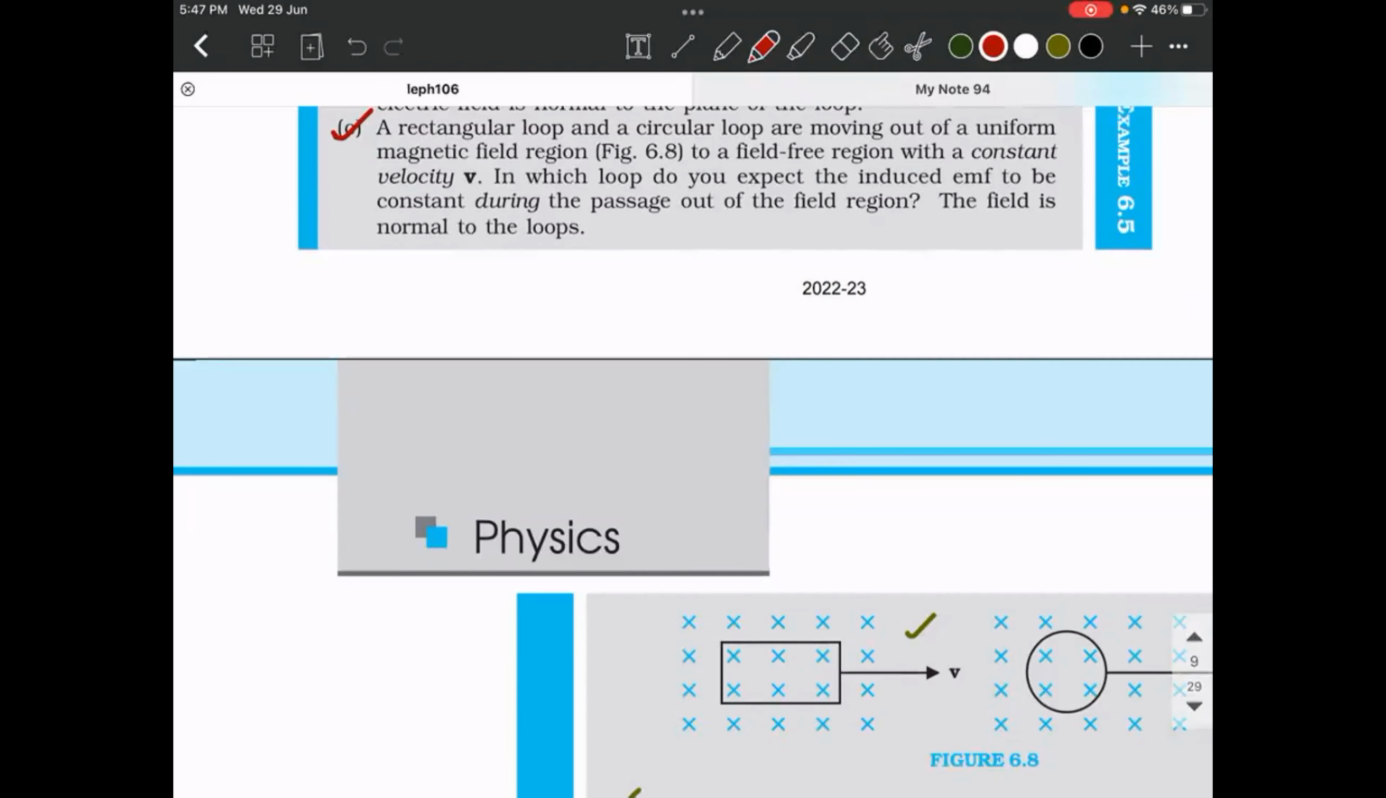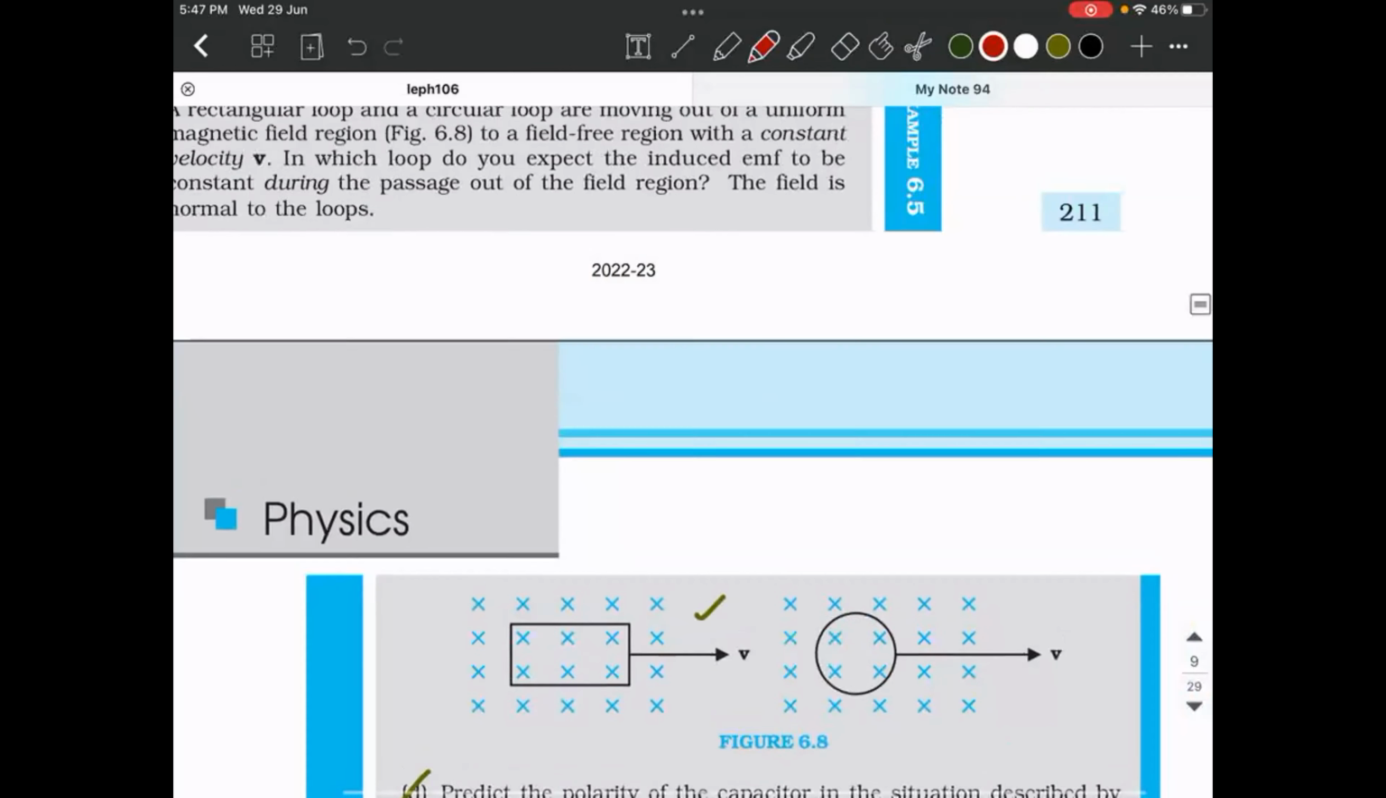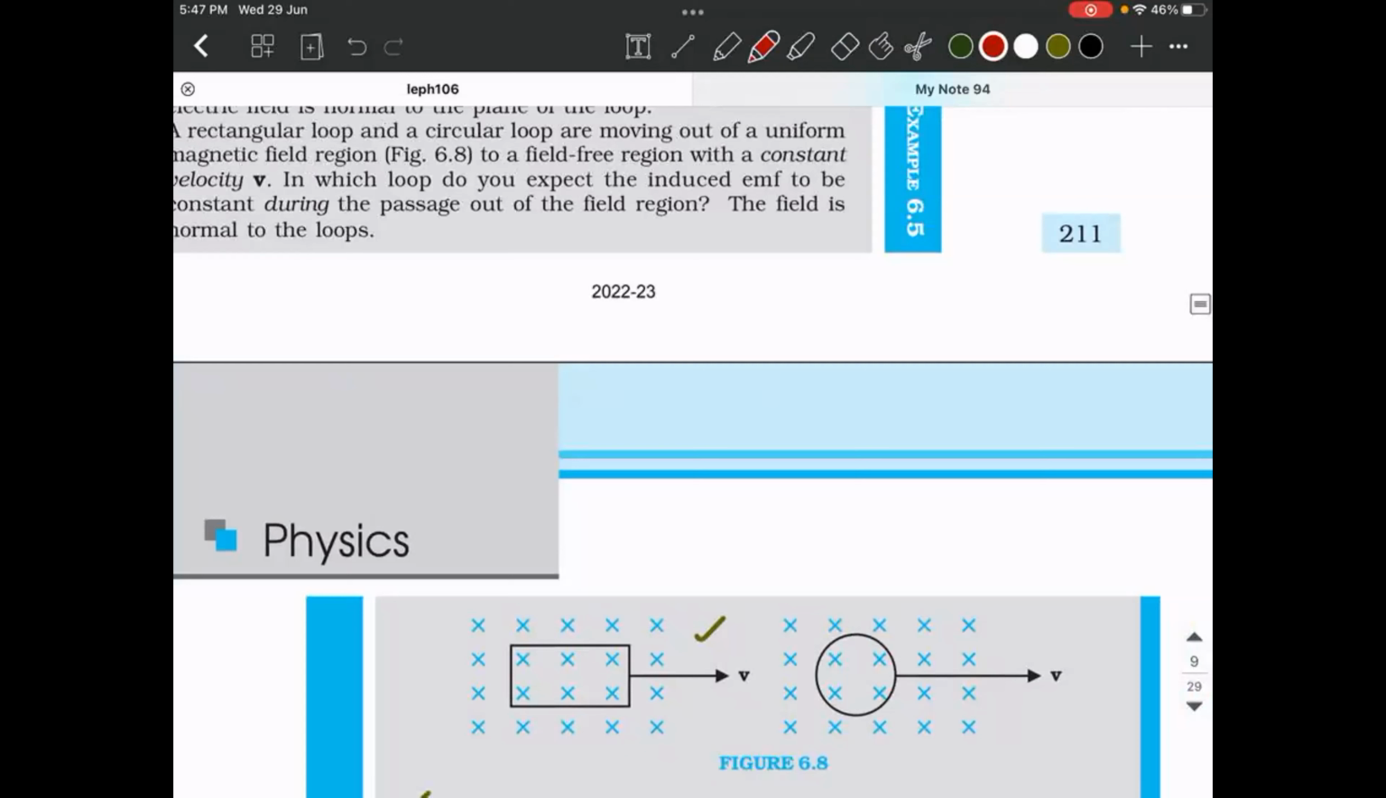For my induced EMF to be a constant means after 1 second, if I am calculating the value to be 1 volt, after 2 seconds also it should be 1 volt only. That is the meaning of being constant. In which case will it be constant? The answer is in the case of rectangle, because they gave you one more hint that it is moving with a constant velocity, right?